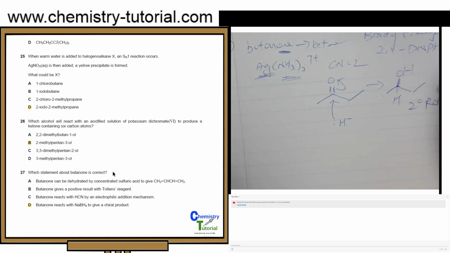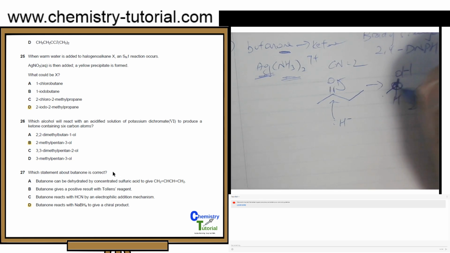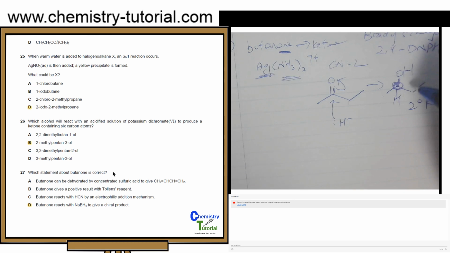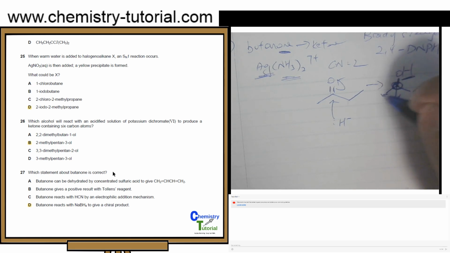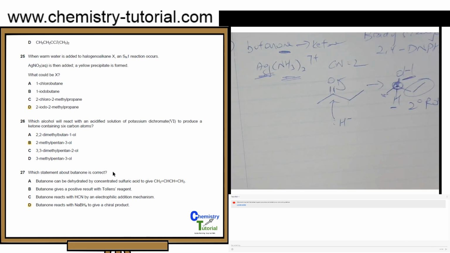Is this alcohol chiral? Yes, it is, because there's an H here. This carbon is chiral because it's linked to four different substituents. You have OH, CH3, H, and an ethyl group. So for question 27, the correct answer is option D.